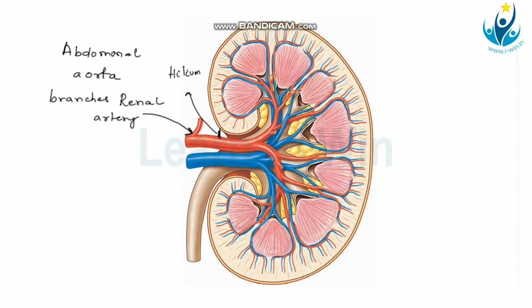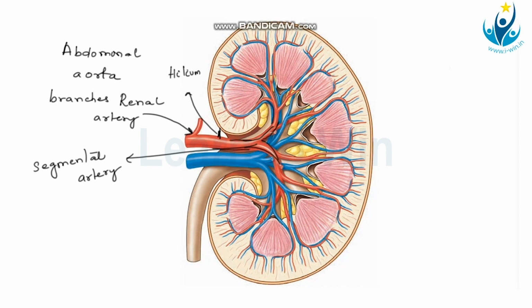Once it enters, this is the renal artery, right? So it branches into two major segments. Can you see here? It is branching into two major segments, and this is called the segmental artery. Segmental artery.